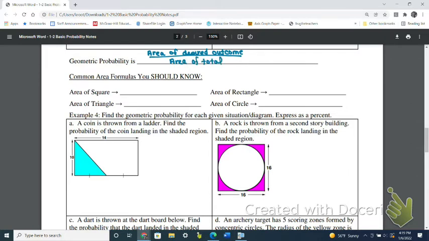So since this is geometric, we need to remember some of our area formulas. So area of a square is side squared. Area of a rectangle is length times width. Area of a triangle is 1/2 base times height. That's a height. And area of a circle is pi r squared.